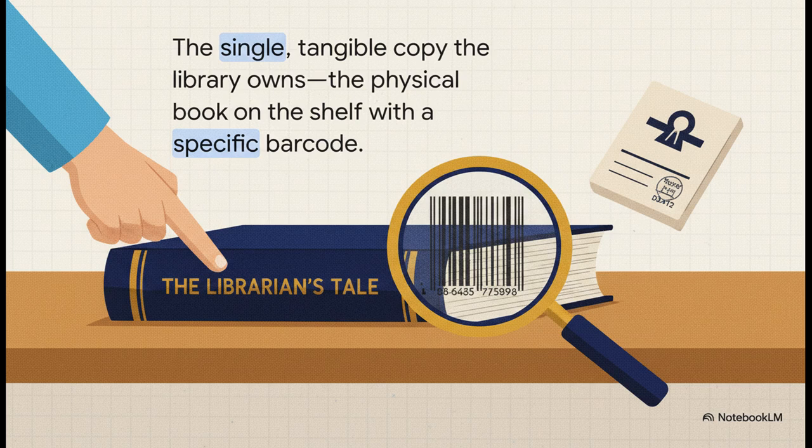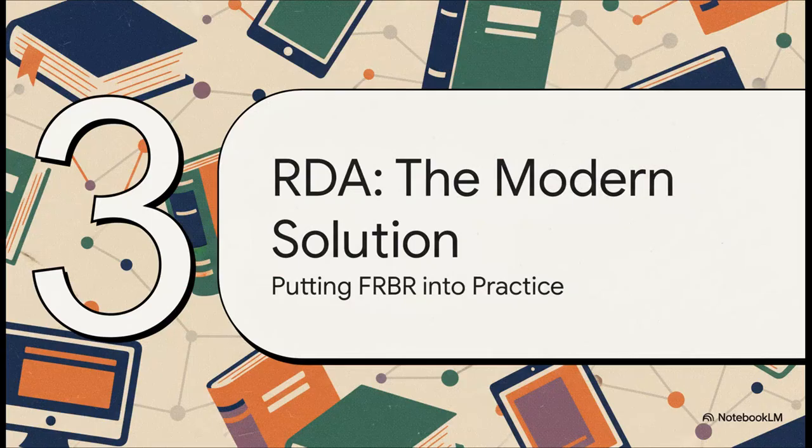And finally, we get to the item. This is the real-world specific copy that's sitting in the library. It's the book on the shelf with barcode 123456 that you can physically check out and take home. It's that one single instance. So, as you can see, the FRBR model was a total game changer. An amazing idea, but it was just an idea, a concept. Libraries needed a real, practical tool to actually use it, and that's where RDA enters the picture.